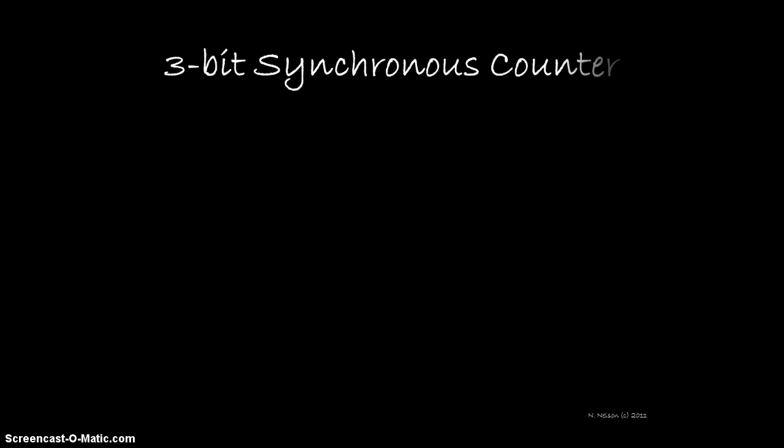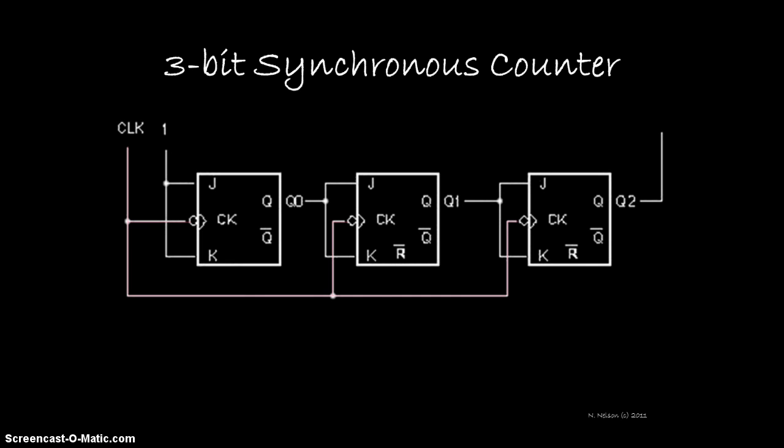Let's look at a 3-bit synchronous counter. First, you can see that each flip-flop is connected to the same clock signal. That means they'll all trigger at the same clock edge, in this case, a falling edge. Each of the 3 flip-flops is wired to toggle. The first on every falling edge of the clock, the second when Q0 is high at the clock edge, and the last when Q1 is high at that same clock edge.